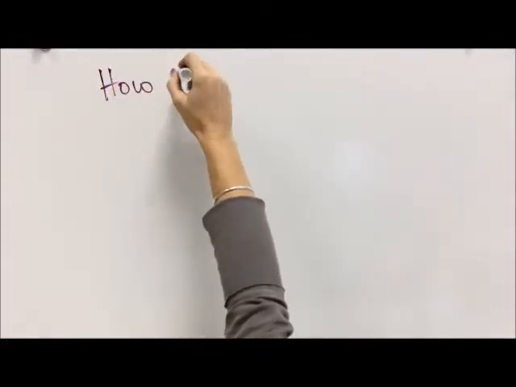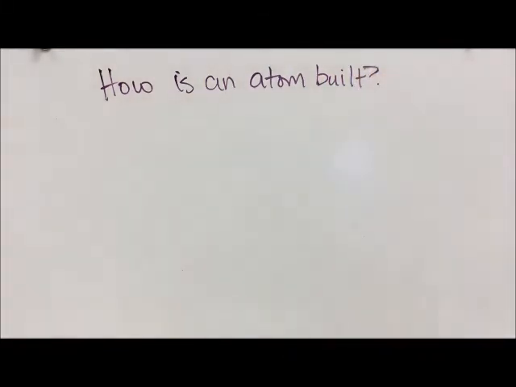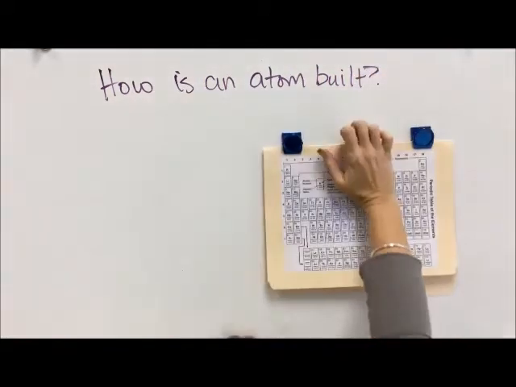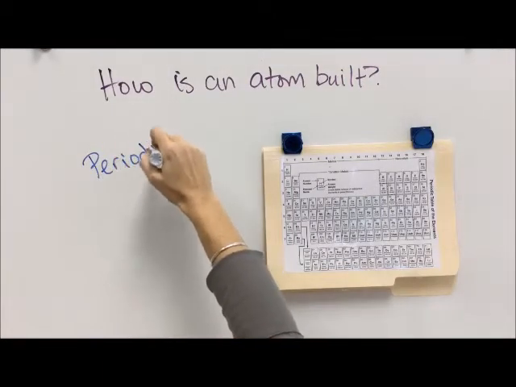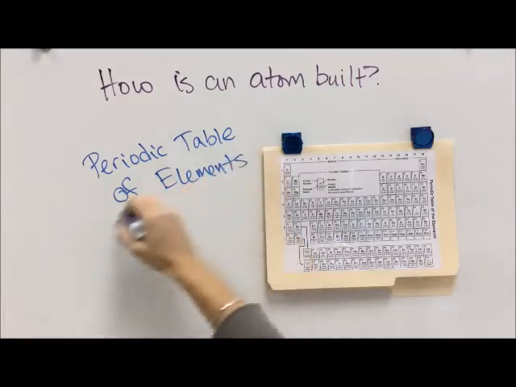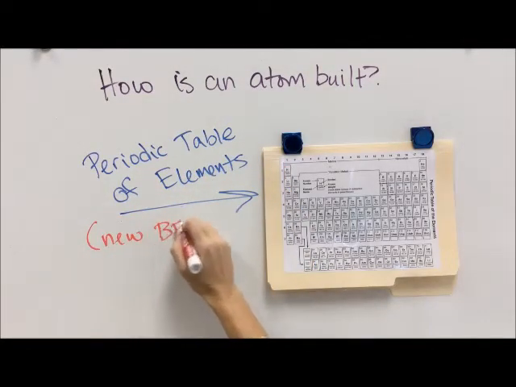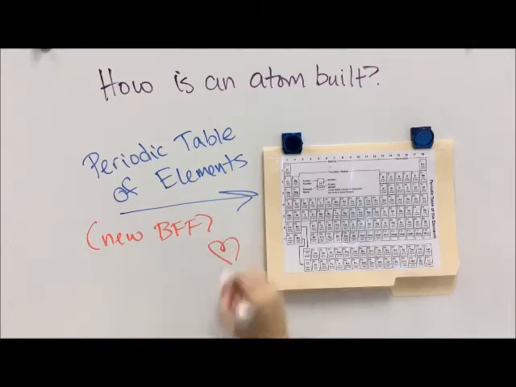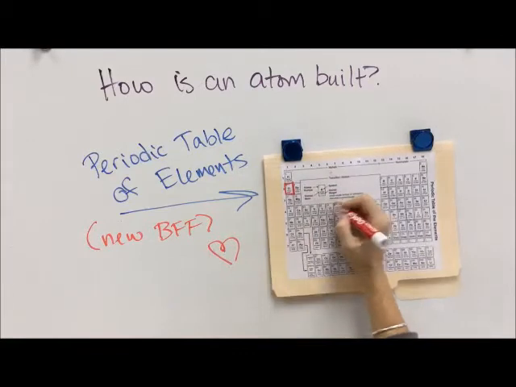So finally, the time has come to learn how an atom is actually built. If there are 118 atoms in the universe and 92 or 90 that exist naturally on Earth, how do we know all about them? The answer is the periodic table of elements. Here he is right here. He's going to be your new BFF for the next couple of weeks. So learn to fall in love because he's glorious. Tells us all about all the atoms in the universe.